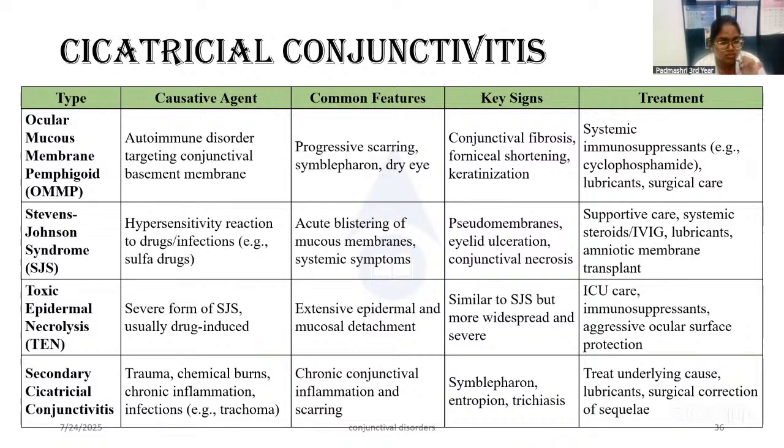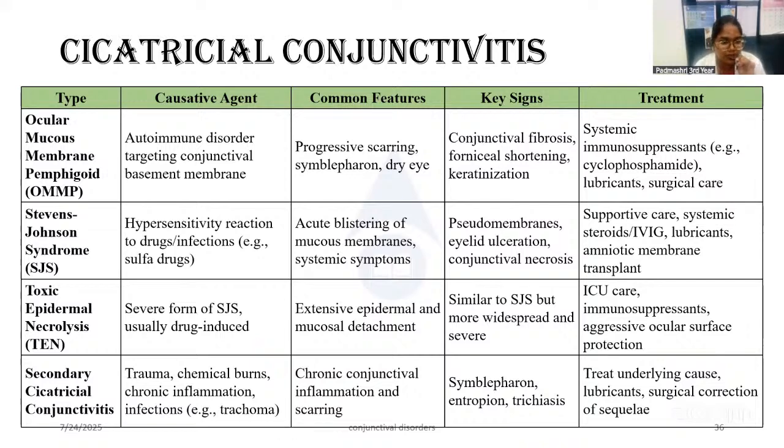So, for Stevens-Johnson syndrome, the causative agent was a hypersensitivity reaction to drugs and infection. The common features are acute blistering of mucous membranes and systemic symptoms. Key signs are pseudomembranes, eyelid ulceration, and conjunctival necrosis. The treatments are supportive care, systemic steroids, IVIG, lubricants, and amniotic membrane transplant.